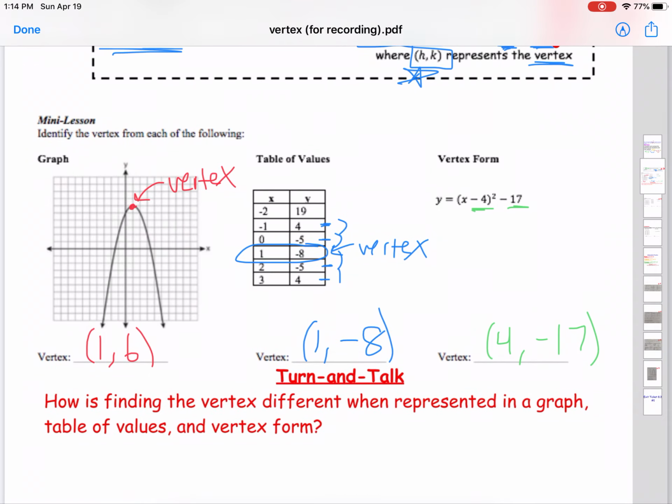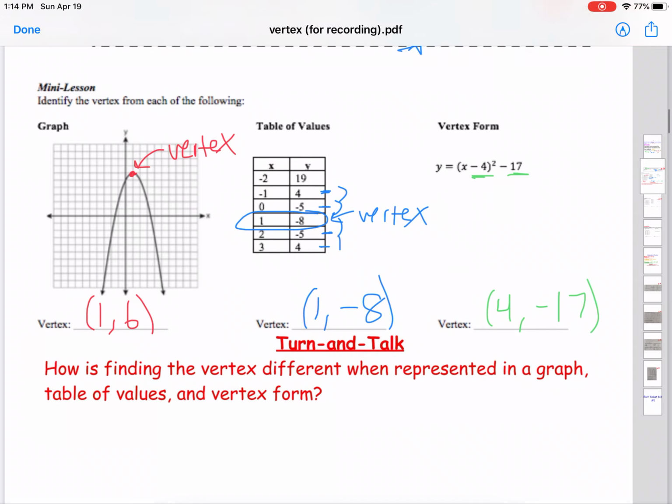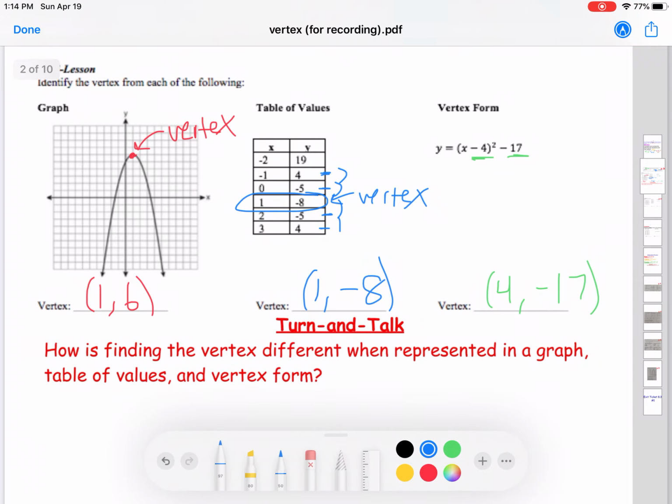So to take a look at our turn and talk question, how is finding the vertex different when represented in a graph, a table of values, and vertex form? Just to summarize what we just did, for our graph, we're going to be looking for either the highest or the lowest point, and that's going to represent our vertex on a graph.